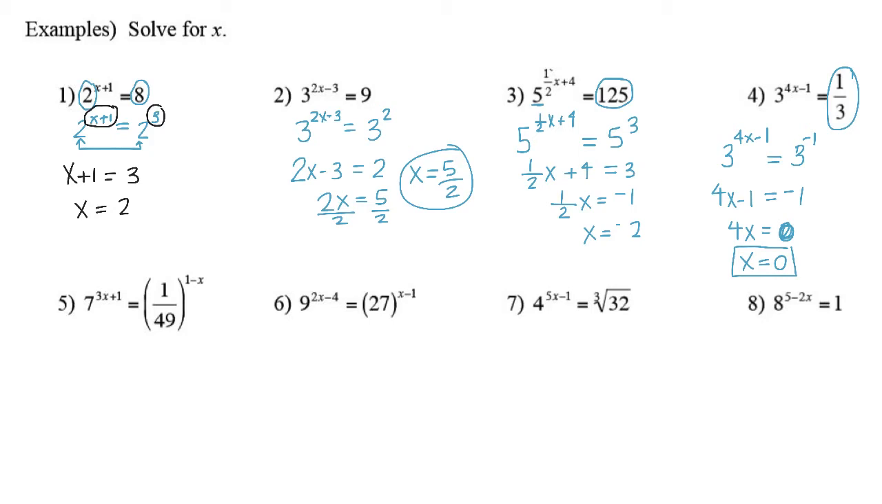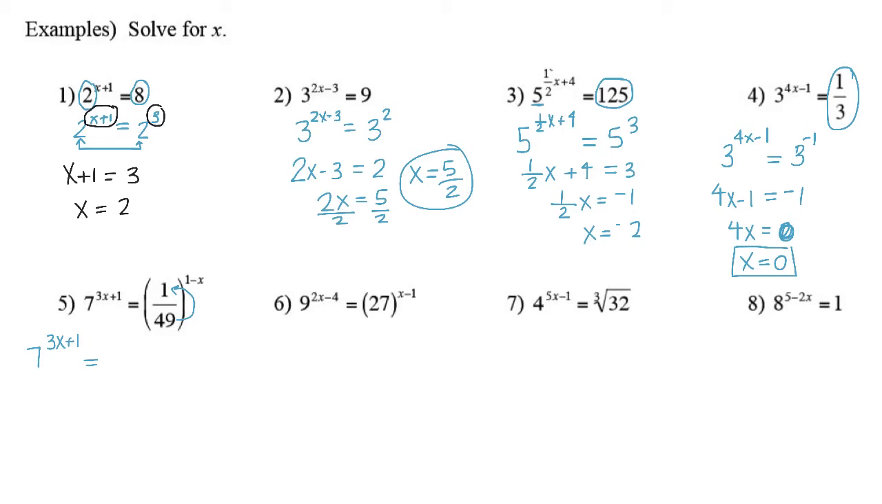Now, let's see. Now let's incorporate that with number 5. Again, number 5, very similar. So as we go through here, we still have 7. We're going to bring that down. 3x plus 1 equals, now 49, we need to flip this over.